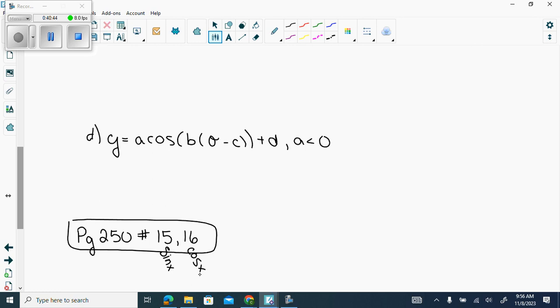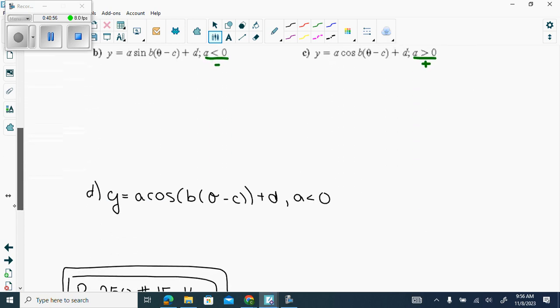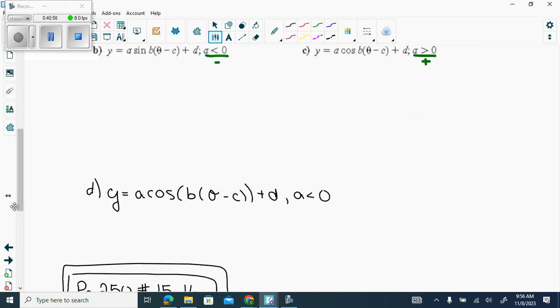So there's 3 graphs for 15 to find the sines, and there's 3 graphs for 16 to find the cosines. These are good practice. But tomorrow we're going through this one at the very beginning. Then all we have left is word problems and tangent graphs.